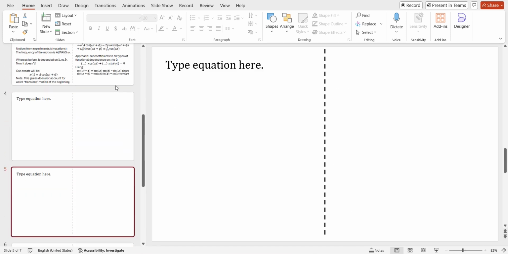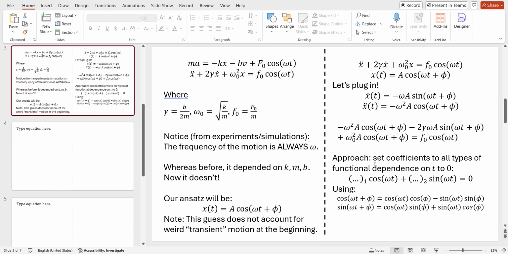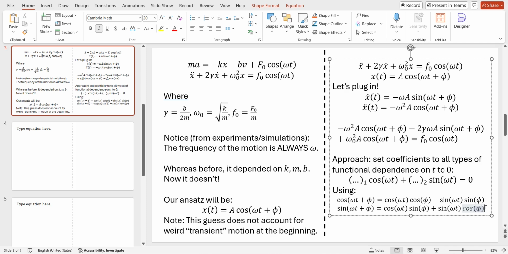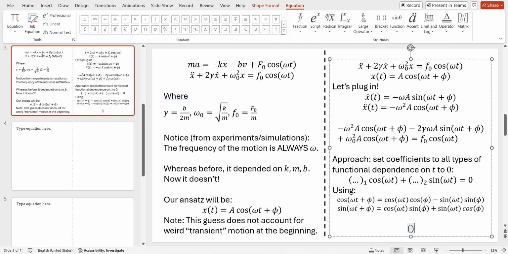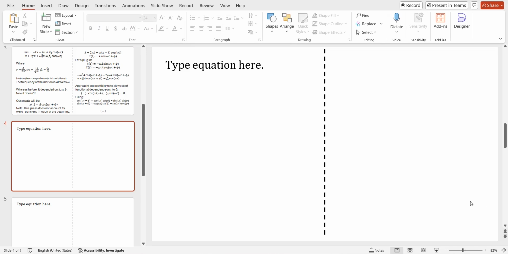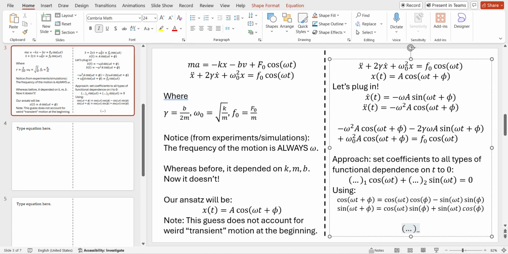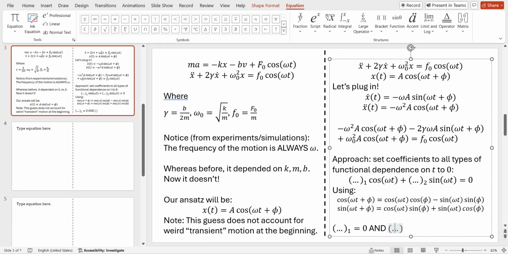All right. So that's the approach. And using these things, we're going to get two equations that we can use to solve for A and for phi. Remember, that's what we're trying to do at the end of the day. We're going to get that the stuff in the first parenthesis is going to be equal to 0, and the stuff in the second parenthesis is going to be equal to 0. By parenthesis sub 1, I just mean whatever's next to the cosine. Parenthesis sub 2 is whatever's next to the sine. This is the approach.